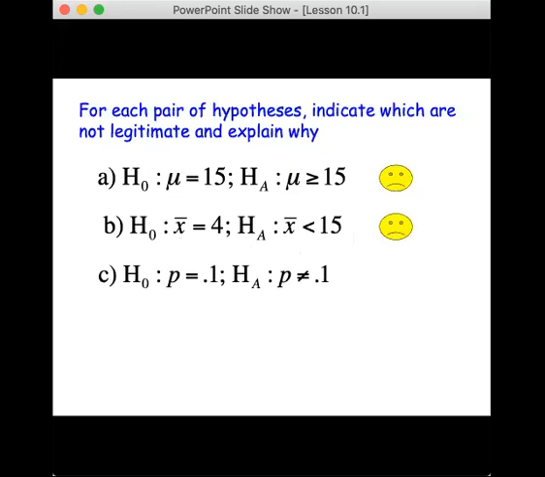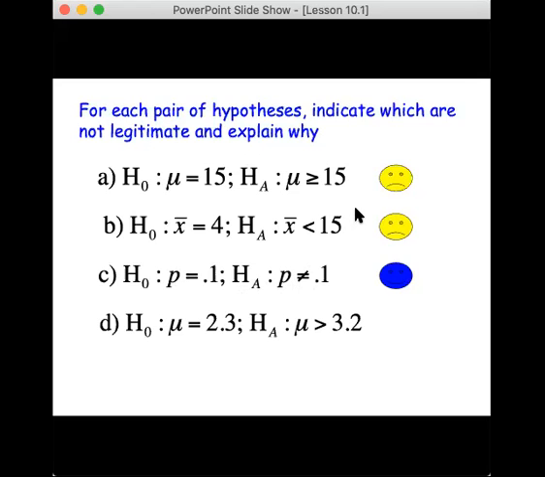Okay. What about this one? C, good or bad? Ooh, we're getting better at this. This one is good. There's nothing wrong with that. You've got population proportion, the same number, 0.1, 0.1. Null hypothesis is equal to, alternative hypothesis is not equal to. Everything's good. So that is a good one.